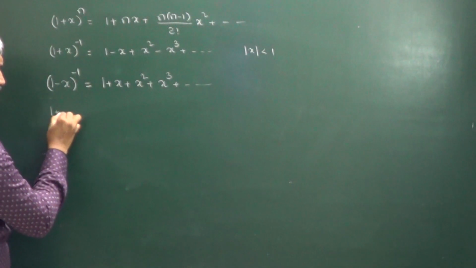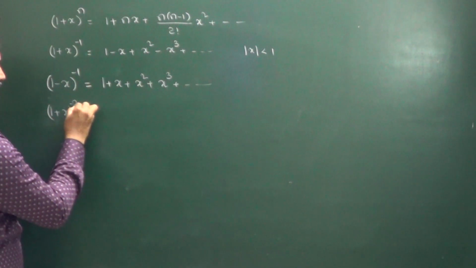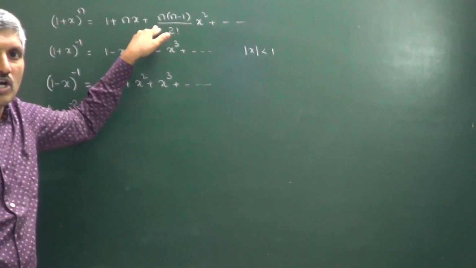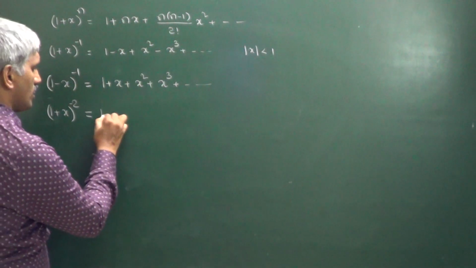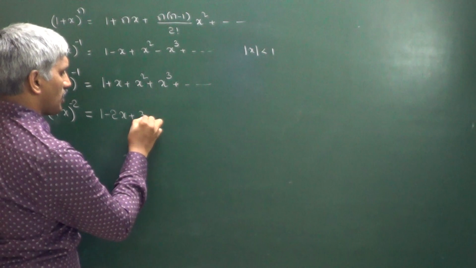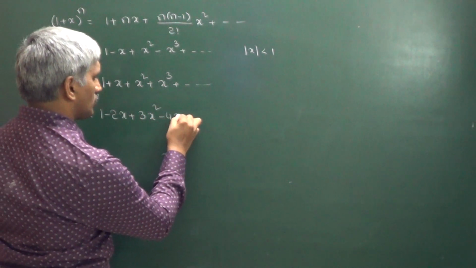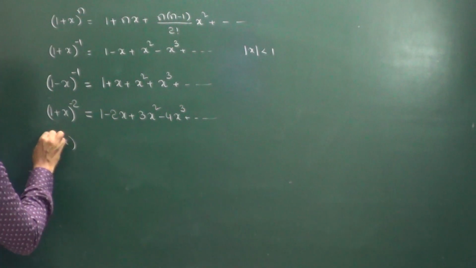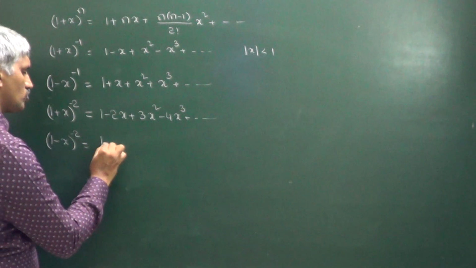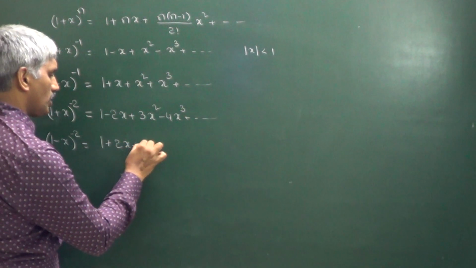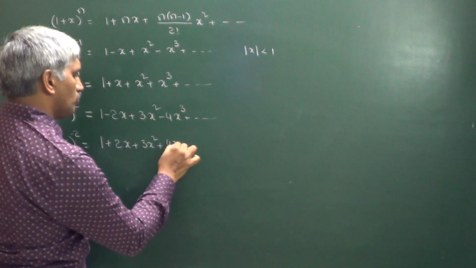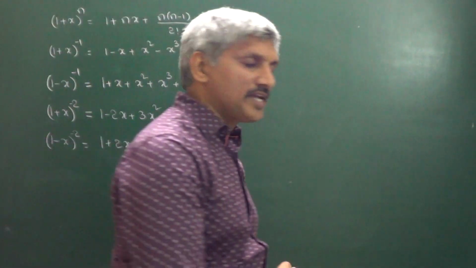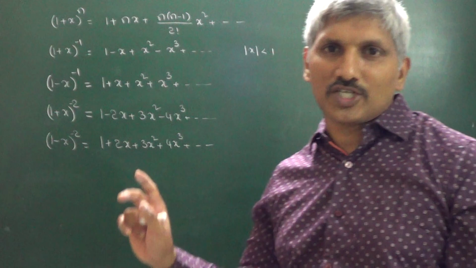And what is the expansion of (1 plus x) to the power of minus 2? No difficulty. Wherever n is there in this formula, we substitute minus 2. Then we get 1 minus 2x plus 3x square minus 4x cube plus and so on. Can you tell me the expansion of (1 minus x) to the power of minus 2? That is 1 plus 2x plus 3x square plus 4x cube plus and so on. These are better to know as standard results.